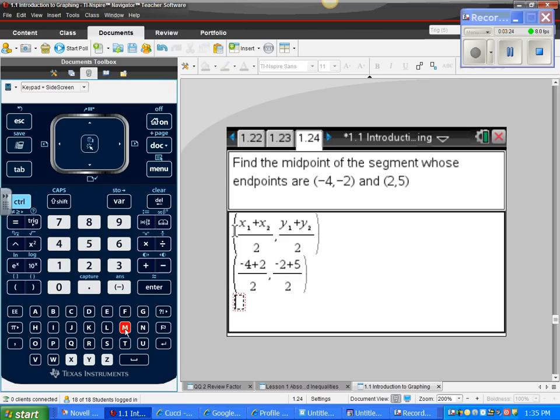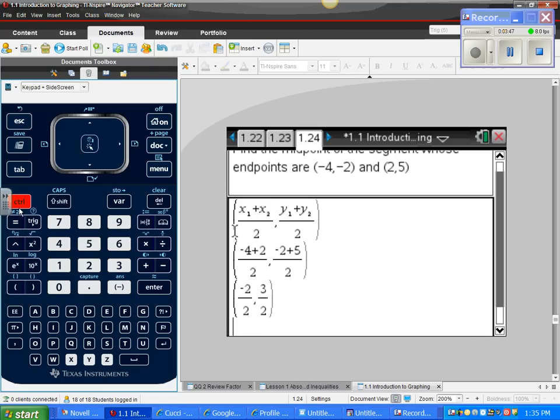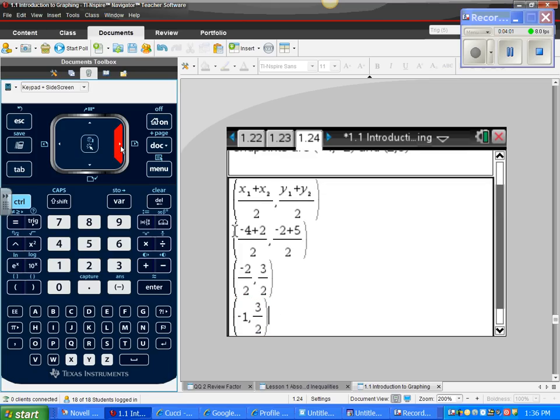And again, Control M opens my math template. Open parentheses and my fraction bar. -4 plus 2 is -2, divided by 2, comma. -2 plus 5 is 3, divided by 2. And so your midpoint would be -1, comma, 3/2. There's your midpoint. Okay, so midpoint's pretty simple. That should be no problem for any of you.